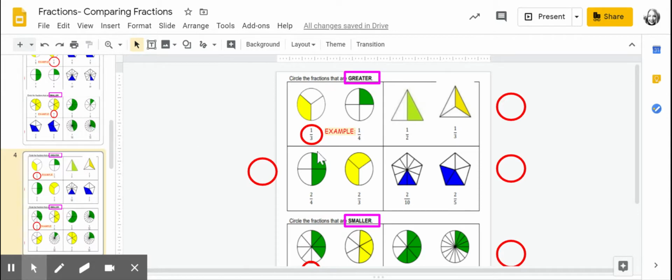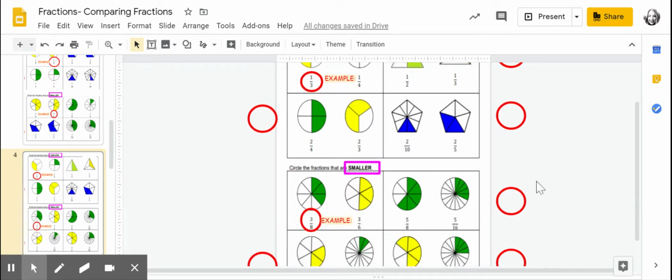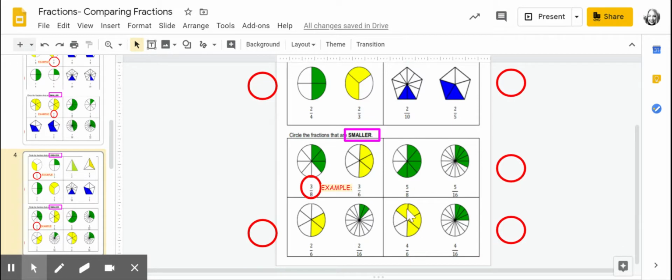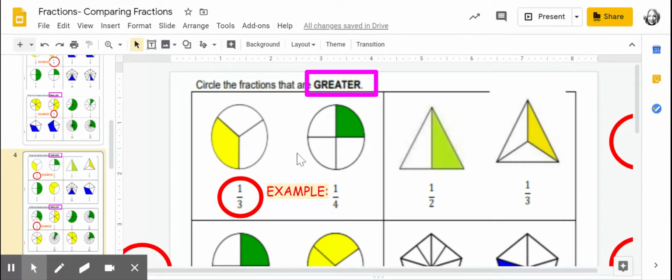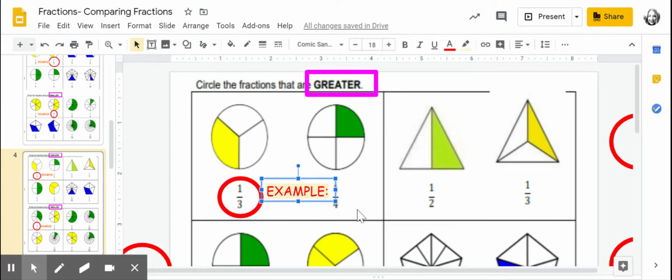So you're starting on slide 4, but you can feel free to have some review from slides 2 and 3. You're looking at the fractions and comparing them to each other. You're deciding which one will be greater in these 4 and then which fraction is smaller in these 4. And as you can see, if I zoom in a bit more, here's my example. But you have to be careful of this because your denominators are going to be different now.